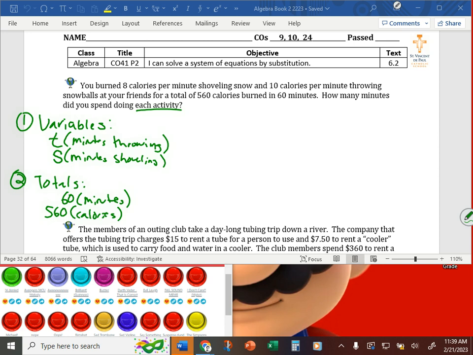Let's start with the one that equals 60. Now, the 60 refers to the number of minutes that we're doing these 2 activities, right? We spend some amount of time throwing snowballs, some amount of time shoveling snow for a total of 60 minutes. What equation is going to represent that? That the number of minutes shoveling snow plus the number of minutes throwing snow will equal 60 minutes total.